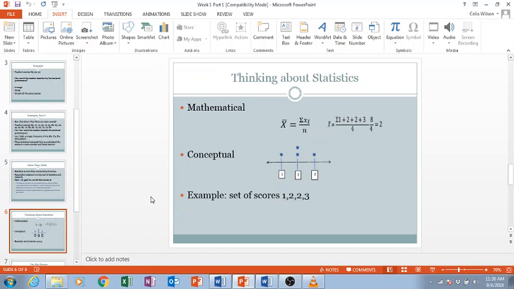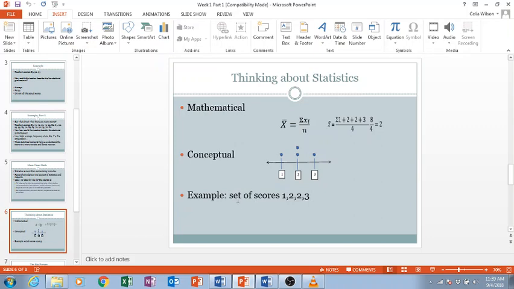Okay, another thing I want to point out is the way we're going to think about statistics. If you look first at this mathematical way here, we can think about statistics in a very formulaic, mathematical way. This formula here is something you have done lots and lots of times, and this is finding the mean, or the average. Rather than call it the average in here, we're going to call it the mean. This X with a bar is the symbol for mean. So the mean is equal to the sum of all your scores divided by your number of scores. All right, very mathematical approach.